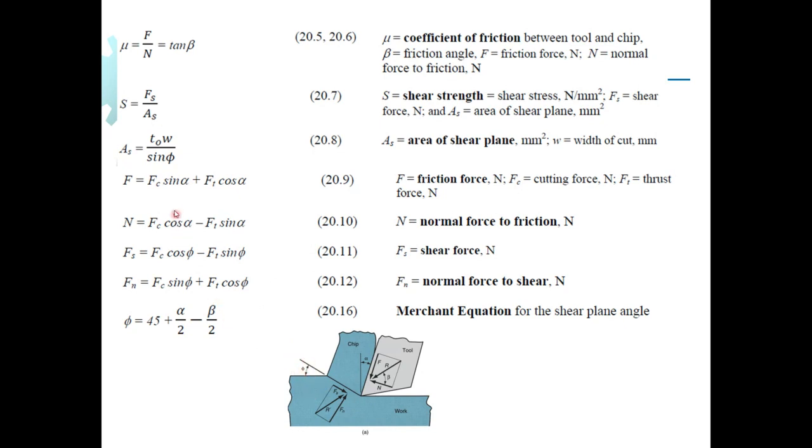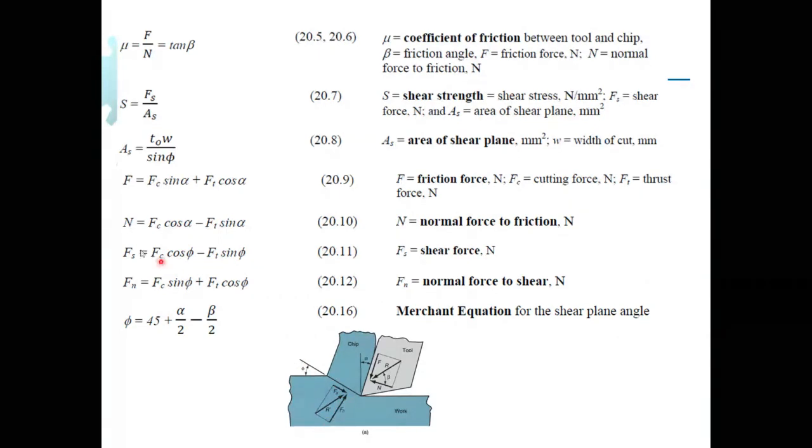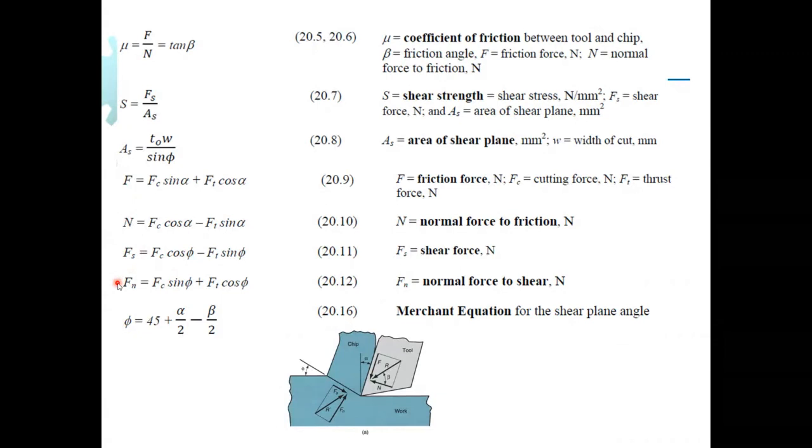Okay, we've got a set of four equations which represent friction force, normal force to friction, shear force, and normal force to shear. All these forces are shown in this figure down here. This is F, the friction force, this is N, the normal force to friction, this is Fs, the shear force, and this is Fn, the normal force to shear. So all these forces are defined here, and these are related to cutting force Fc and also thrust force Ft.